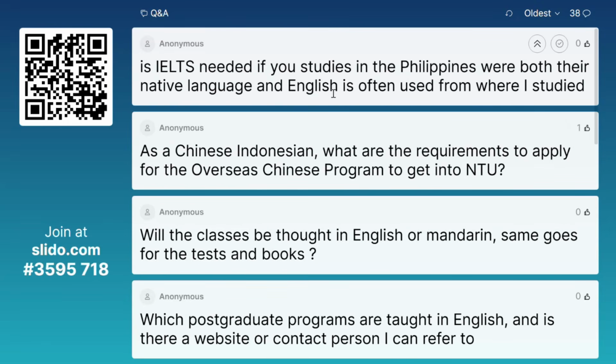Okay, is IELTS needed if you study in the Philippines, where both the native language and English are often used where I study? The Philippines is an English-speaking country, so you don't need it. You don't have to take the exam, but if you happen to have one, you are welcome to submit that as well.